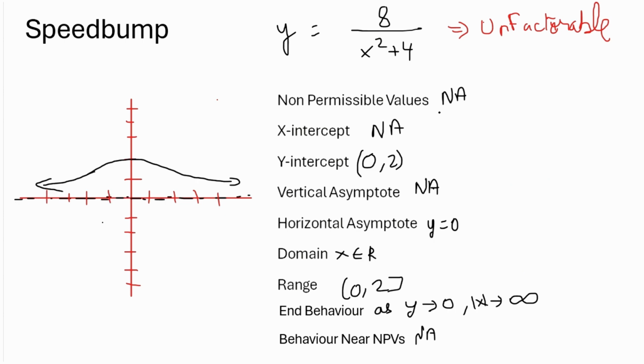Now for the non-permissible value, again, there's none. There's also no x-intercepts because our horizontal asymptote is y equals 0. No vertical asymptotes. Y-intercept we found 0, 2. Domain, since there's no restrictions on the x, it's all real numbers. And range, it's 0, not included, to 2. The highest point is 2. End behavior, there's no NPVs, so the only end behavior is as y approaches 0, x approaches infinity.